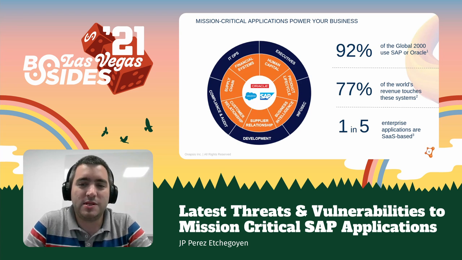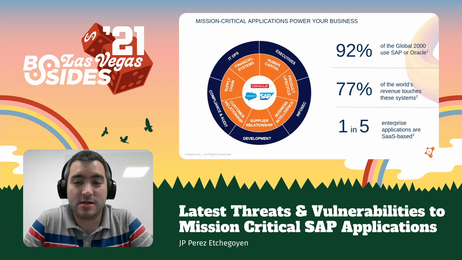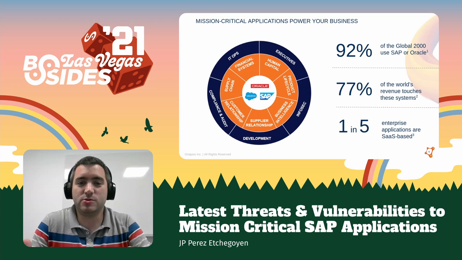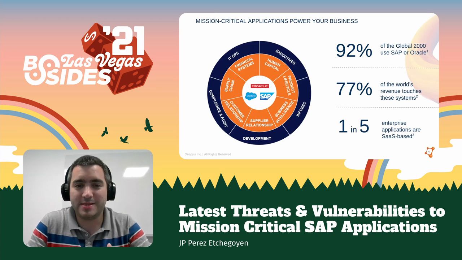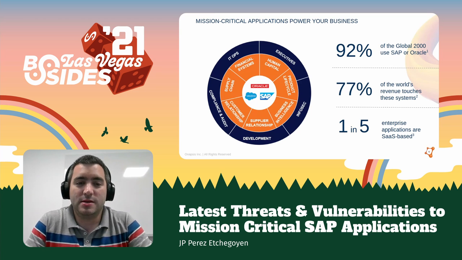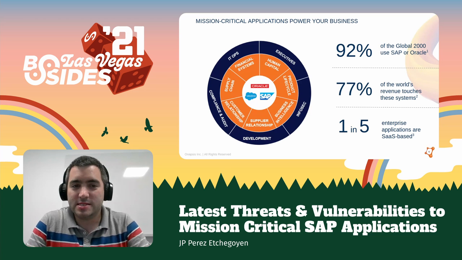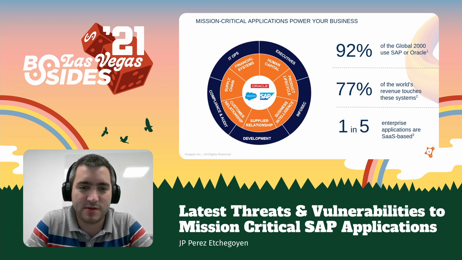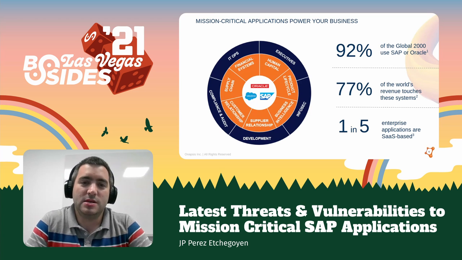77% of the world's revenue touches one of these systems. And one in five enterprise applications is SaaS-based. So there's a significant push towards going to the cloud, not only cloud, but SaaS applications. And here we can see different areas of concern or responsibilities in terms of business critical applications.